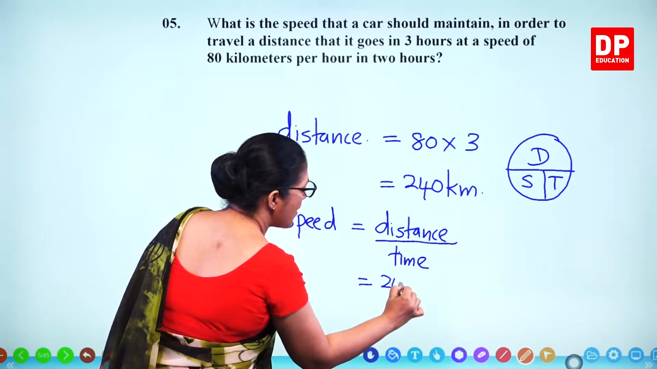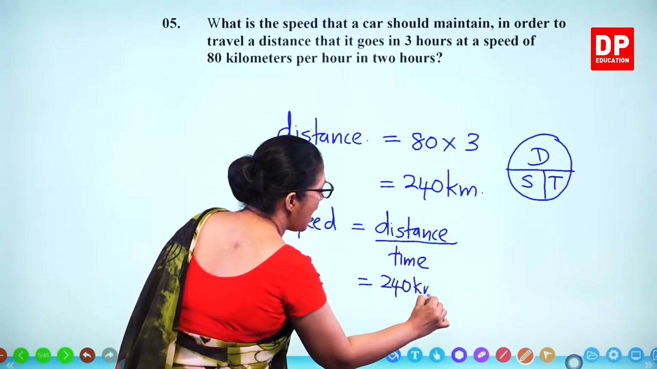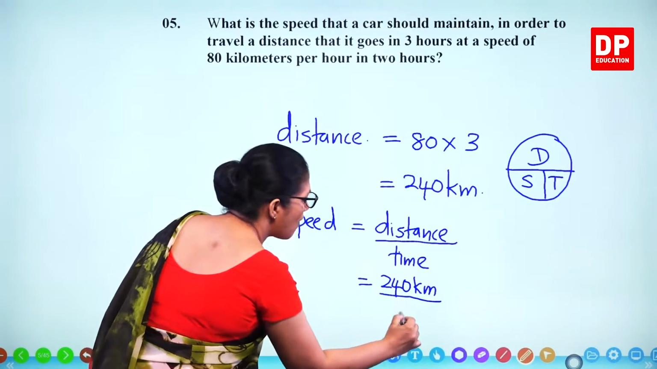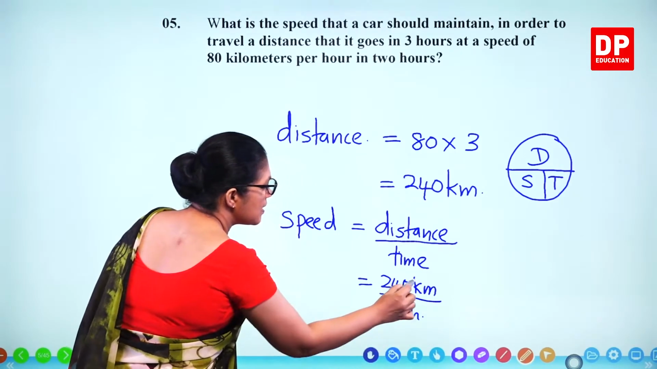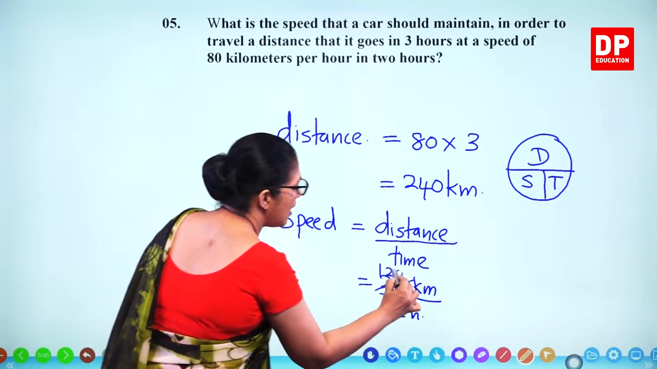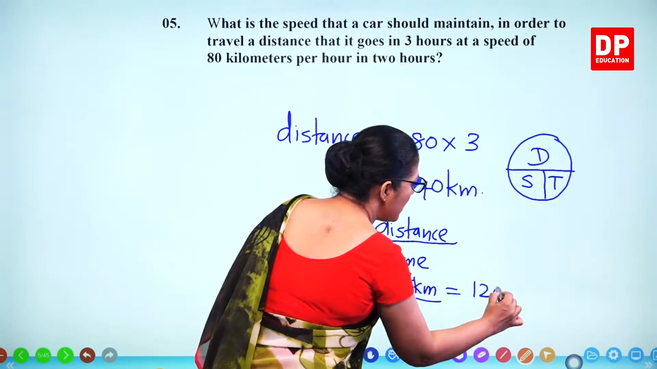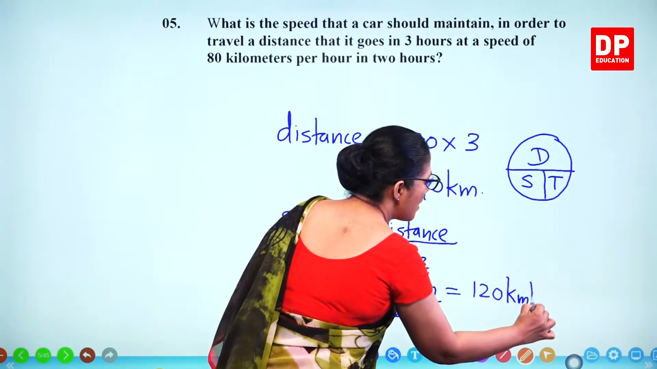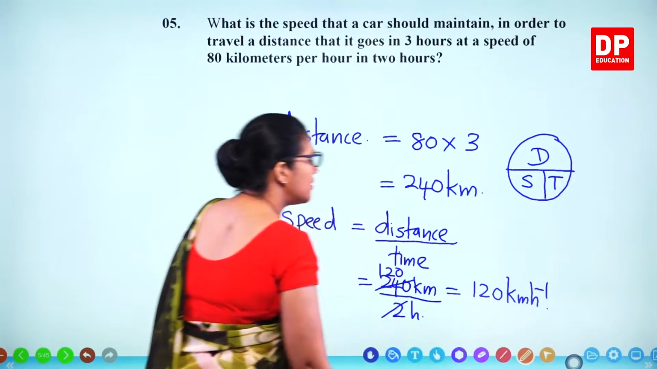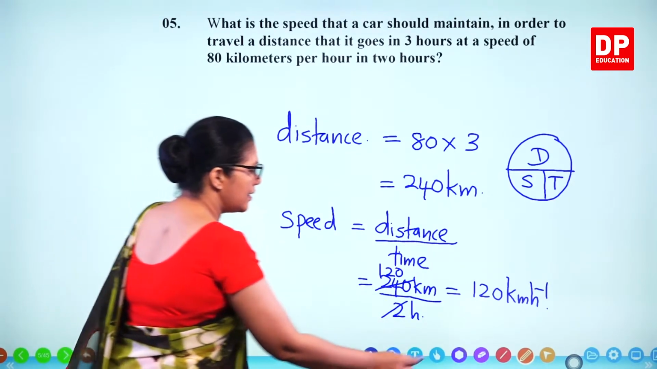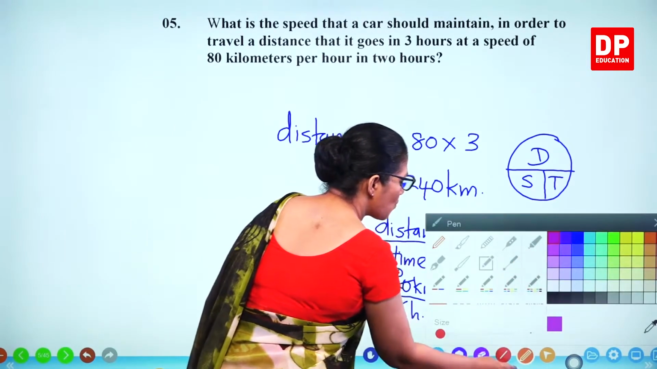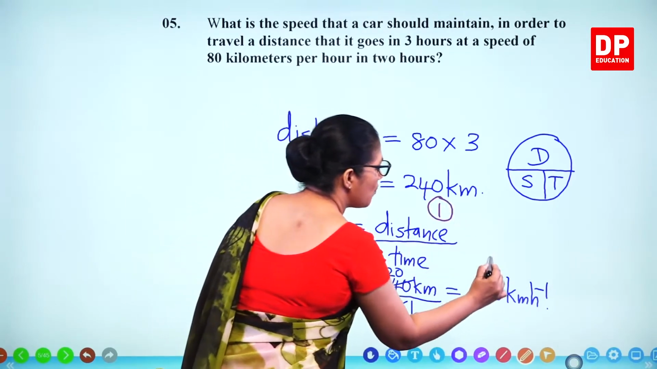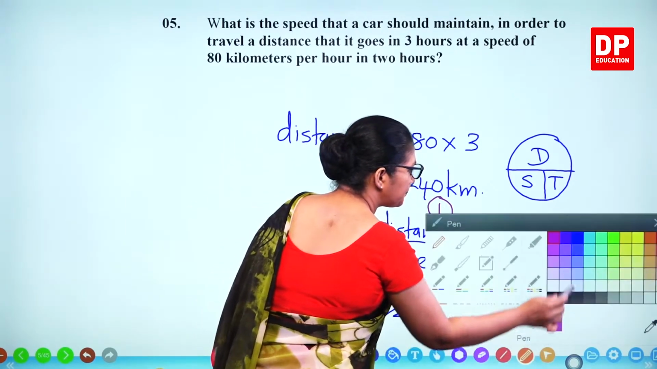Distance is 240 kilometers and you have to travel within 2 hours. So what's the speed? 120 kilometers per hour. So that's the speed. So you get 2 marks, 1 mark here and 1 mark for the answer.